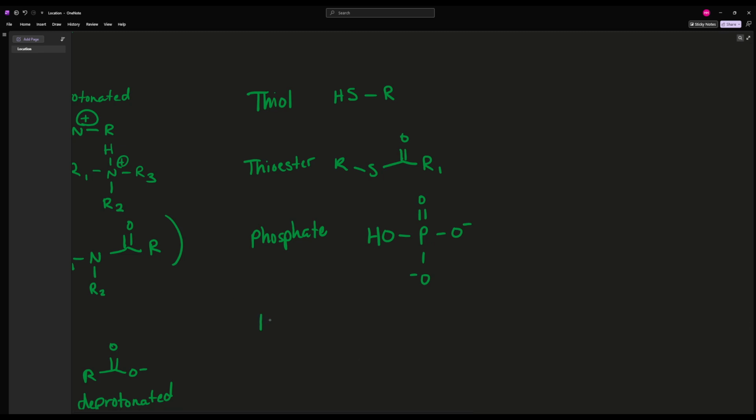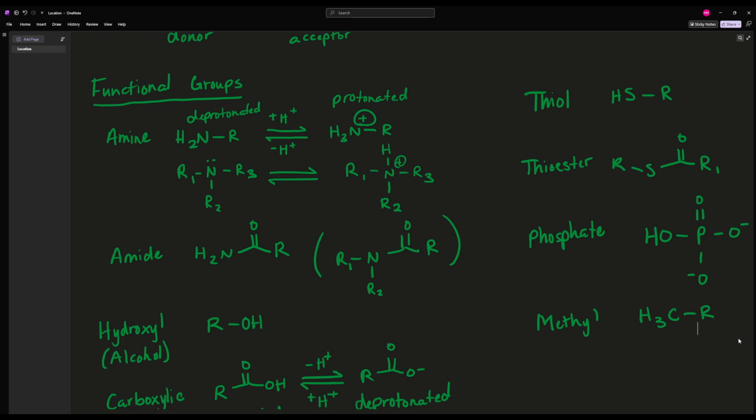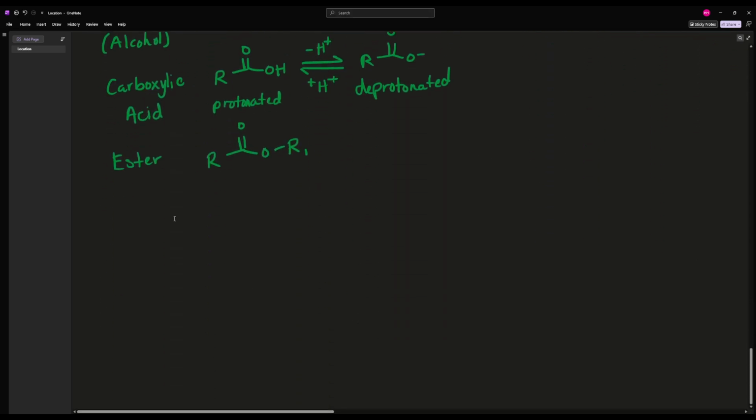Finally, our last group is the methyl group, which has our H3C bonded to something else. It is important to memorize these because these will be important when we start building our macromolecules, which is the last step for today.